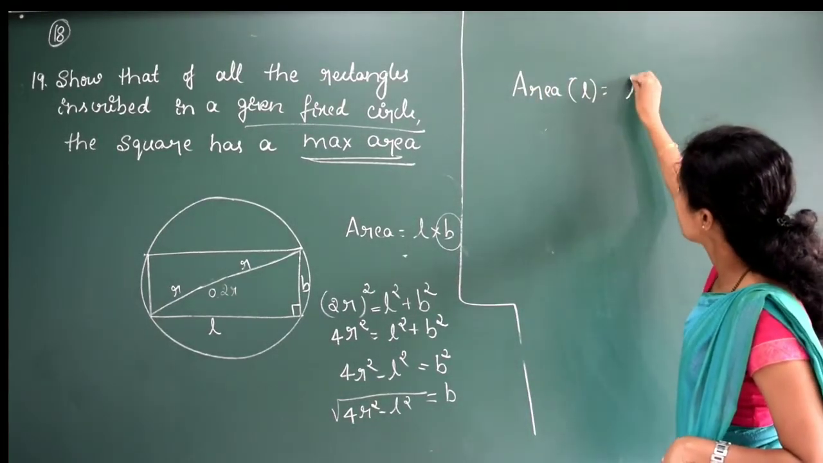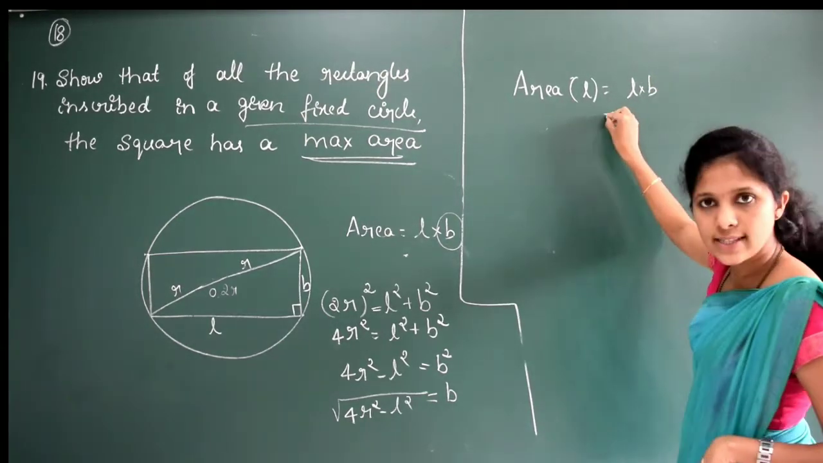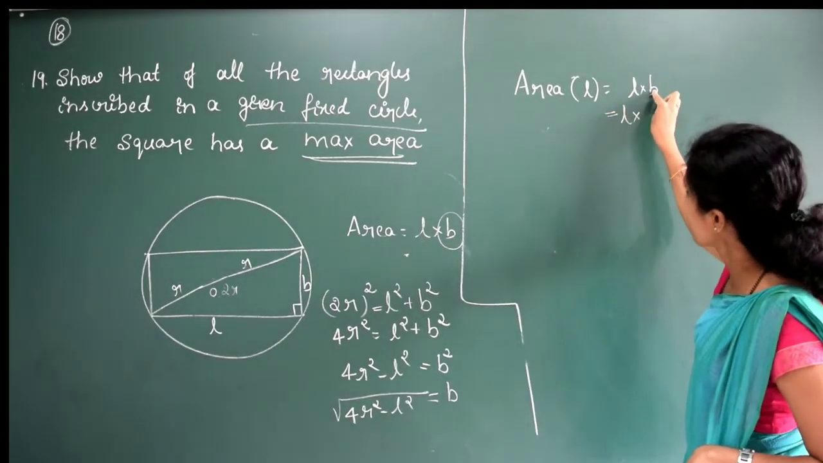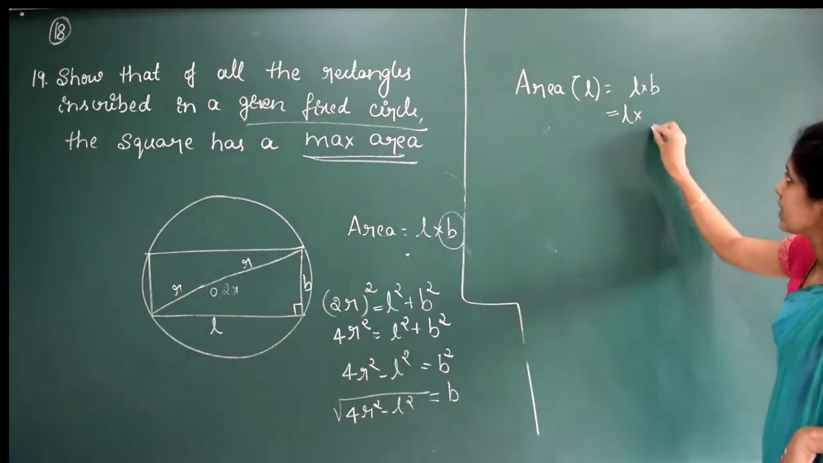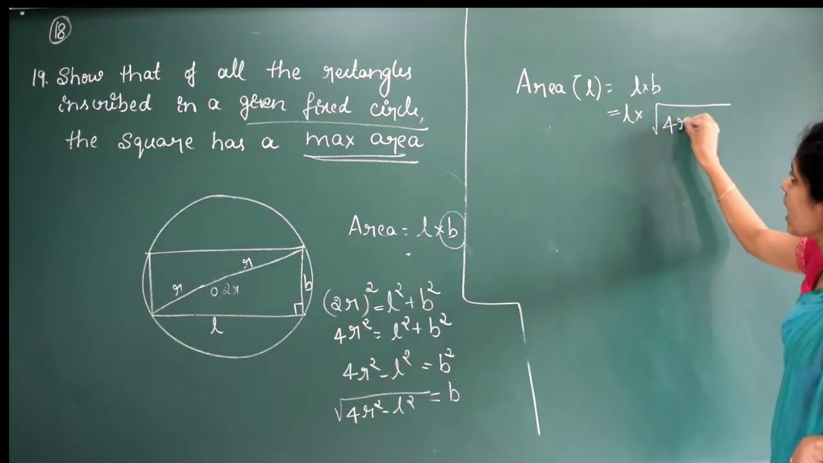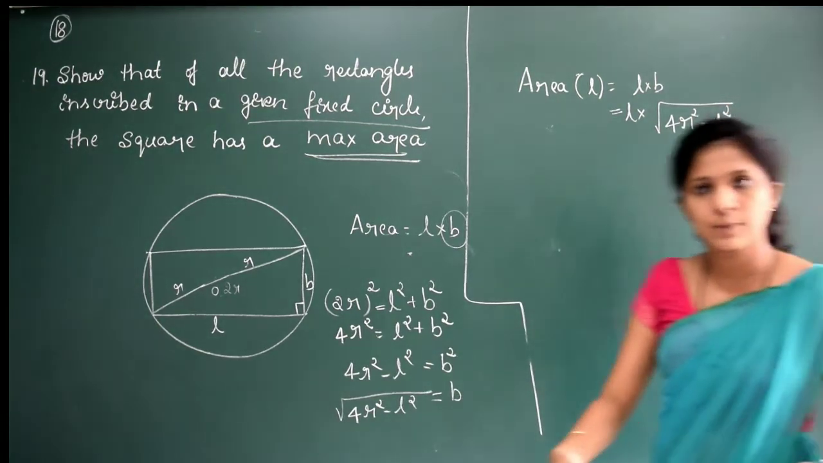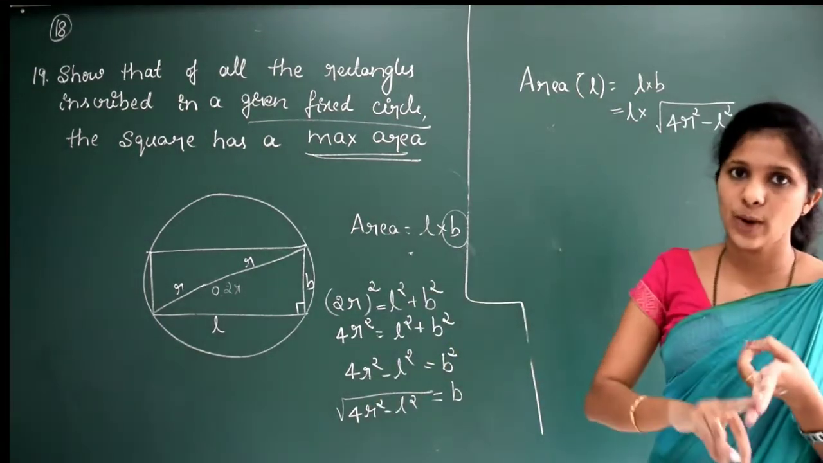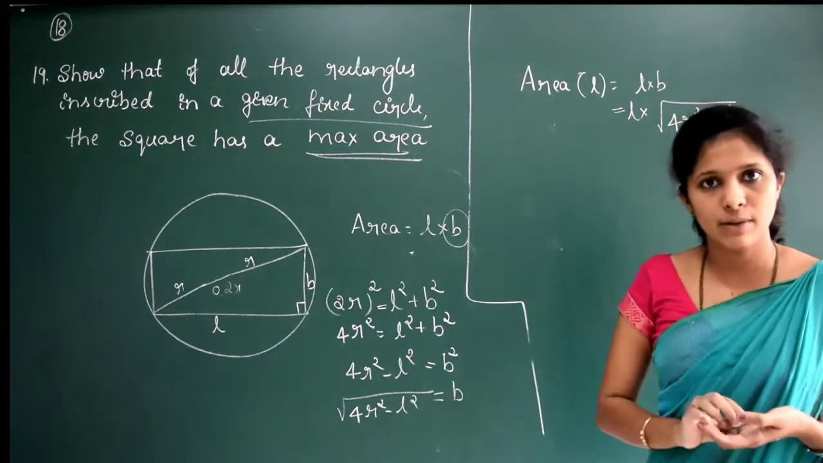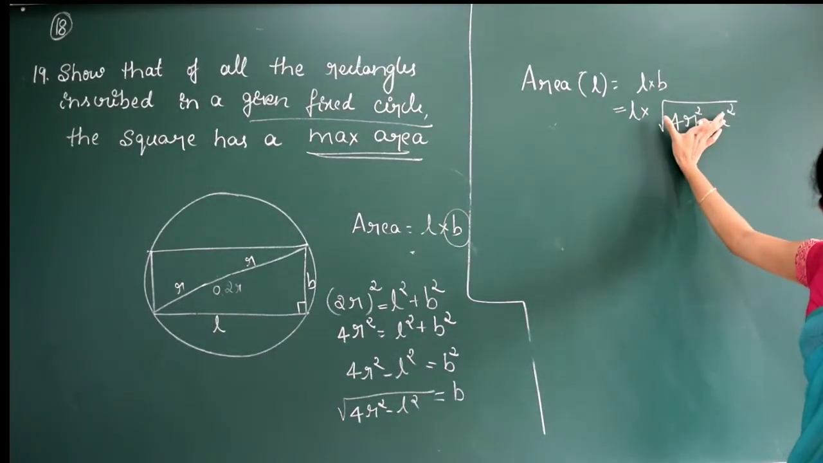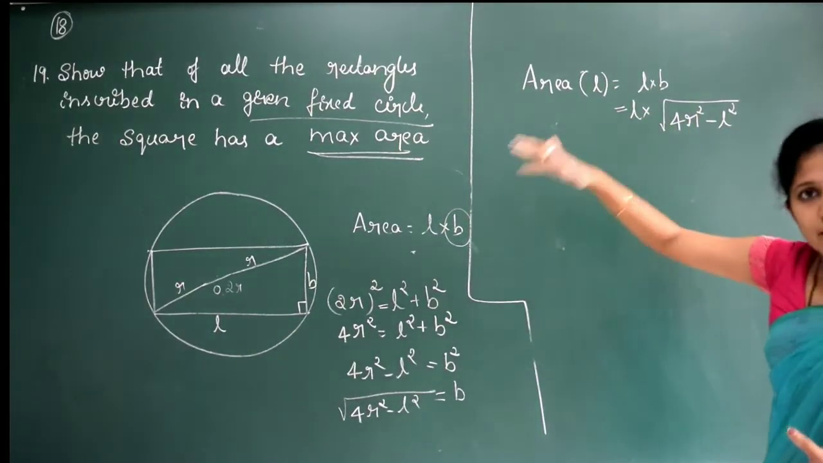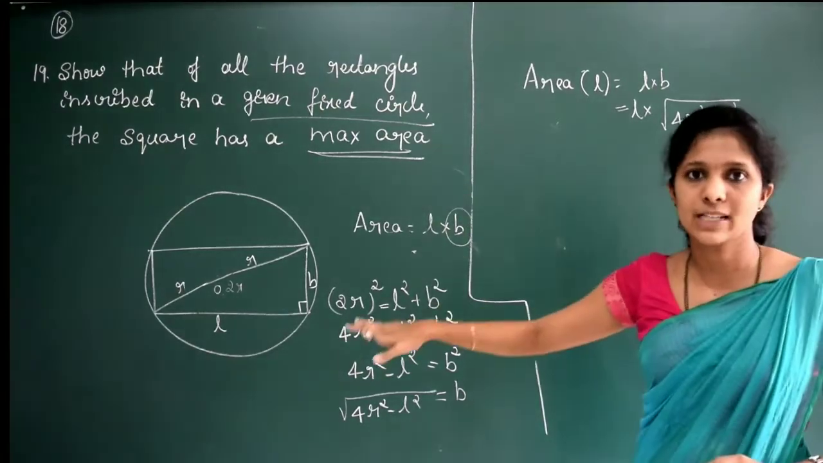We can write length into breadth. So we can substitute this as L into the value of B in the form of L, that is root of 4R square minus L square. Now similar to the previous problem, we have to differentiate twice, then we have to check the maximum value. Here also a square root is there, so it will be lengthy. So first I will write the solution, then let me explain it.